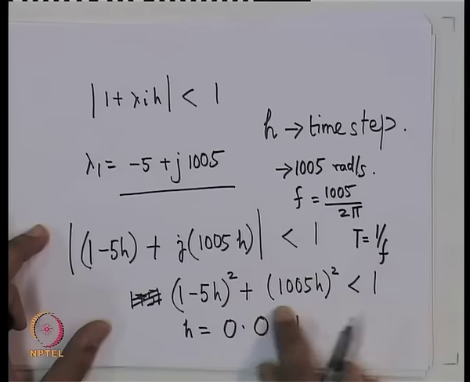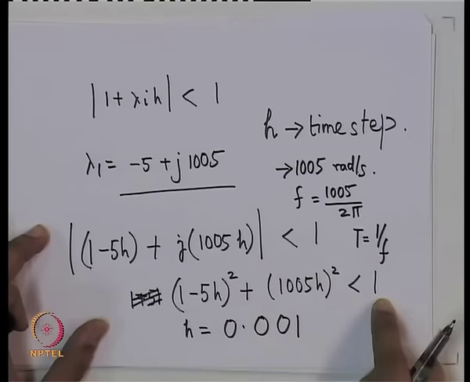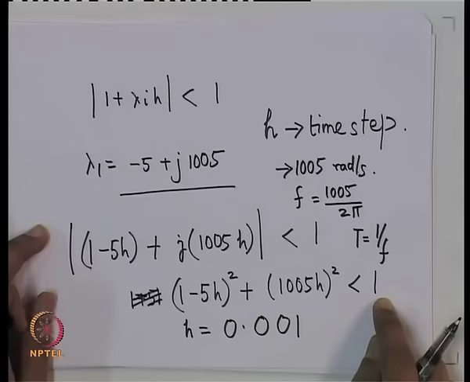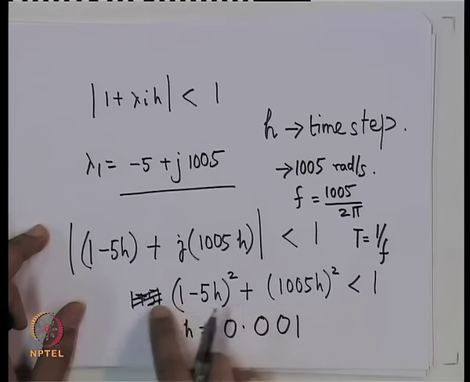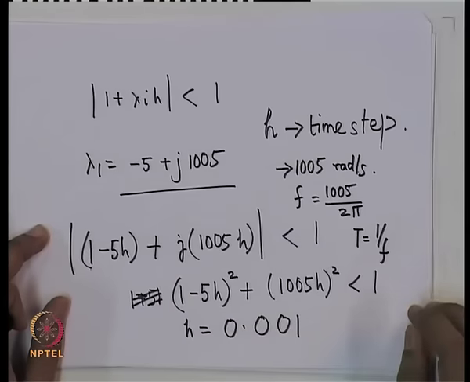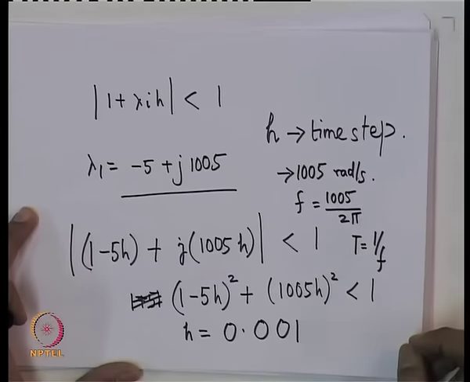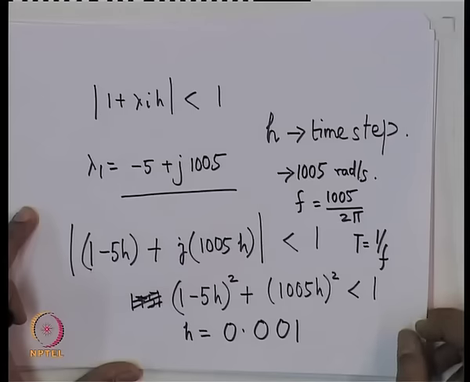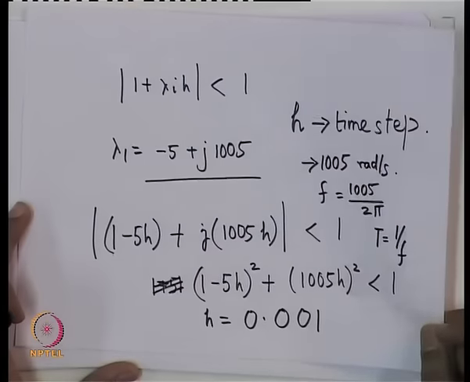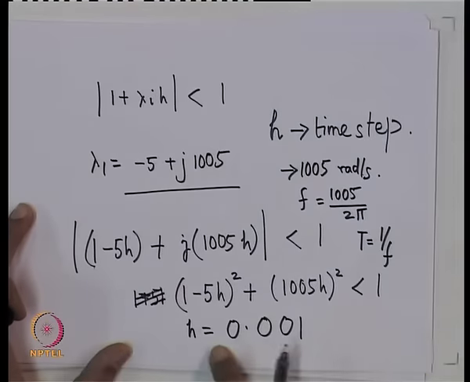If you discretize using Euler method, this relationship is not satisfied, and you will find that the system which you have numerically integrated, or rather the discrete time system which you get by discretizing the original continuous time system by Euler method will not be stable. So, you are getting a qualitatively wrong answer if I try to use Euler method with this time step.